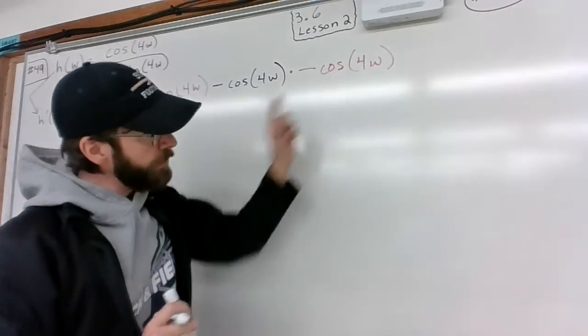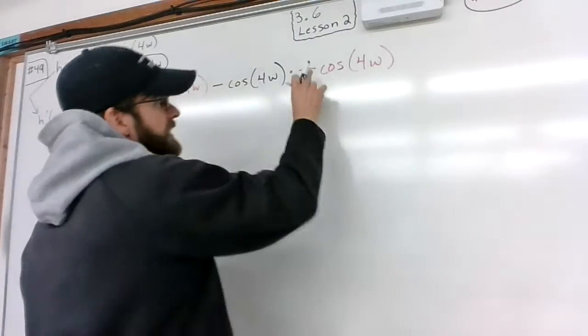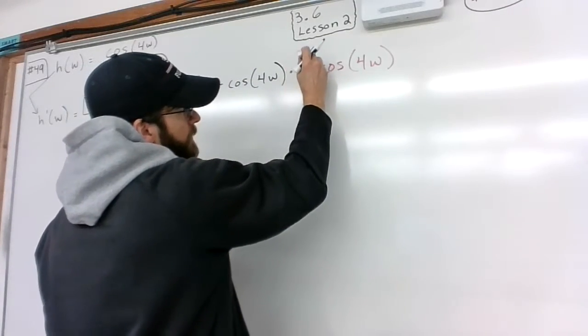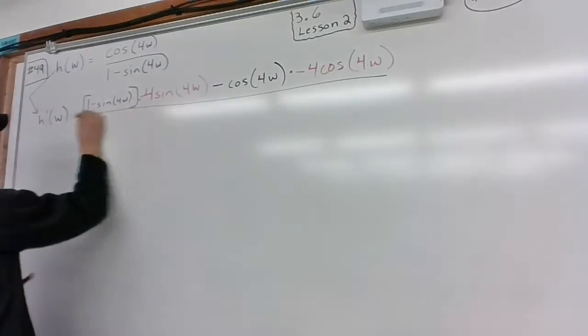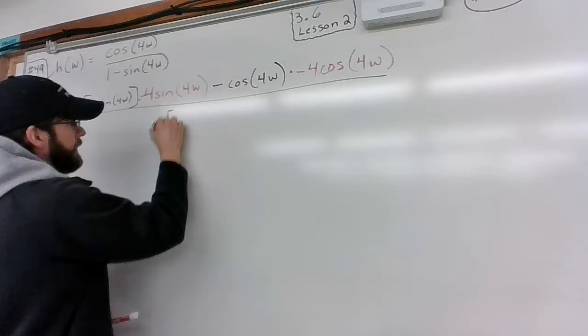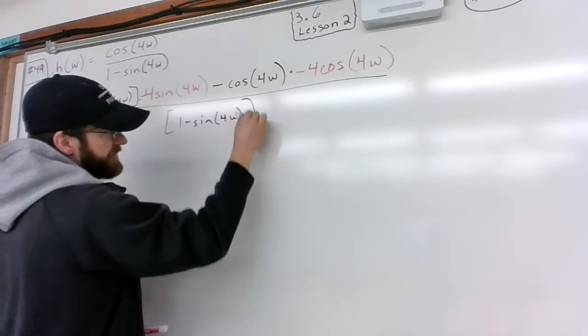And again, we're multiplying by the derivative of that inside, so there's going to be times 4 out here. Let's just call this negative 4. All divided by the bottom squared. 1 minus sine of 4W times itself.